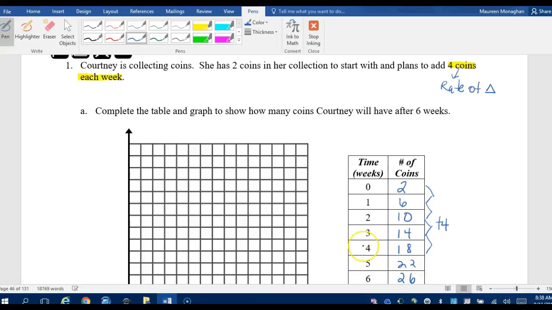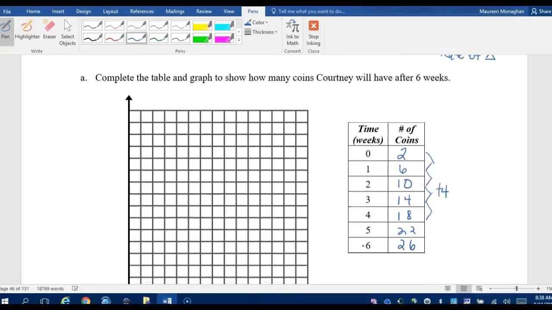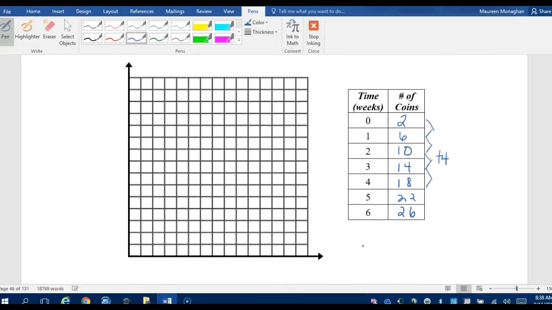All right, and then we have to complete the graph. Well, we have to label it ourselves. But we know this is always going to be the x, and this is the y. So over here, we have to do the number of coins. This is our coin side, and here is the time, and we have to designate weeks, because if we just said time, we could be talking about minutes, months, days, whatever. All right, and we have to strategize with our numbers. Sometimes it's not going to be this easy.